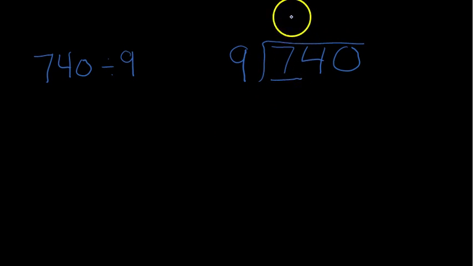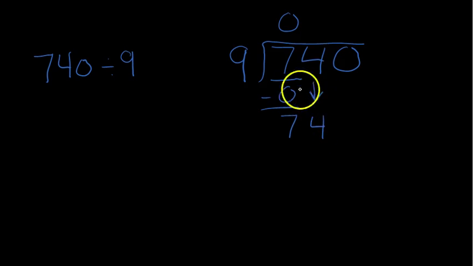Most teachers might have you skip this step, but I think it's important to at least look at it. 7 divided by 9 equals 0. It goes in 0 times. Now I could go ahead and show the work for that too. 0 times 9 is 0. I still have 7 left over, and then I bring down the 4. Again, since that's 0, I could just leave it out. Zeros on this side of the number don't affect my quotient at all.